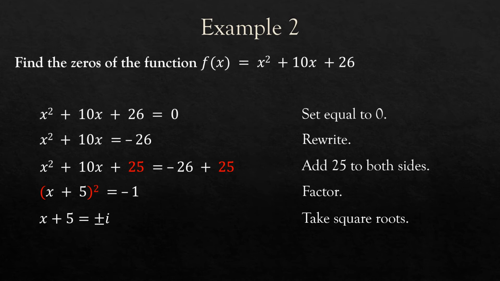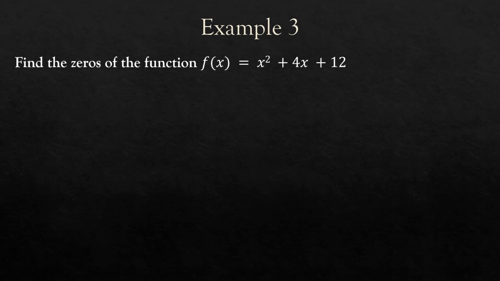By now, we should know that the square root of negative 1 is i, but since we're taking the square root, it's positive i or negative i. So therefore, this step gives us x plus 5 is equal to positive or negative i. And next, we have to simplify it by bringing over the 5 to the right-hand side of the equation, which gives us a final solution of negative 5 plus i or negative 5 minus i. Let's look at another example.